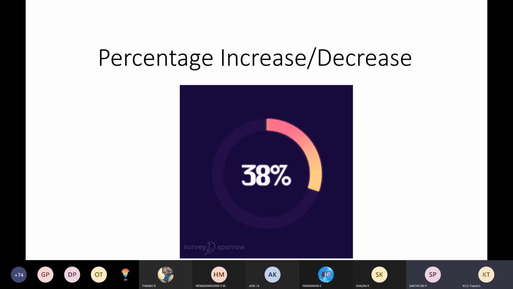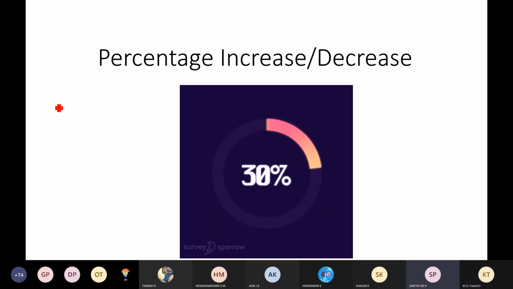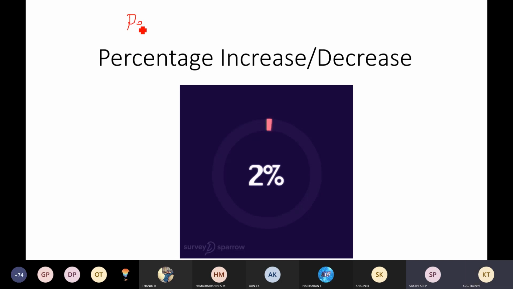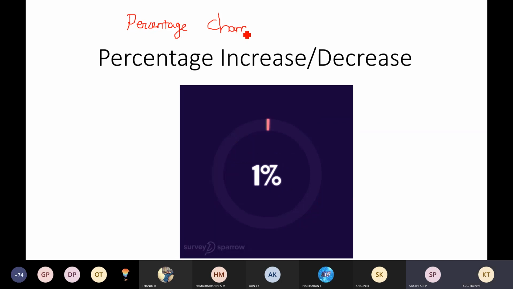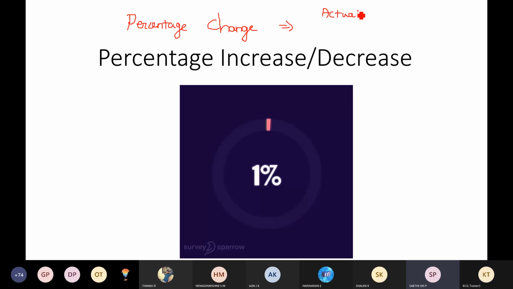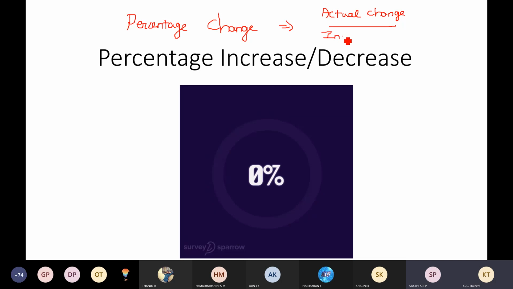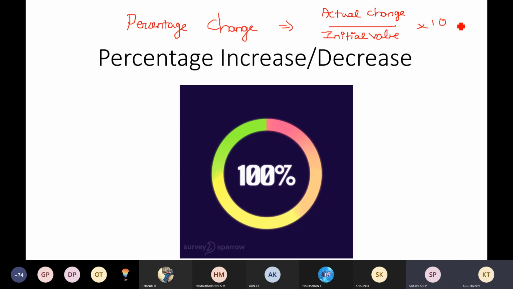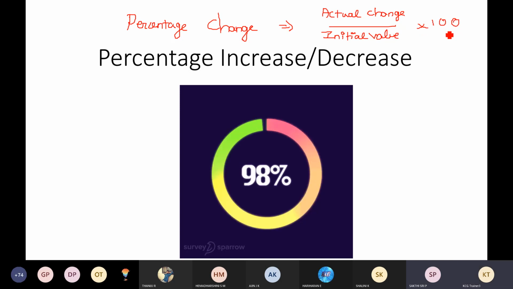Okay, guys. Now we are getting to the next concept, which we call percentage increase or percentage decrease. In terms of percentage increase and decrease, always remember there is a simple formula, guys. Percentage change, be it increase or decrease, is equal to actual change divided by initial value into 100.